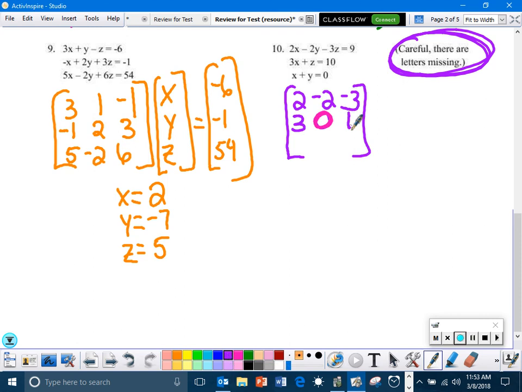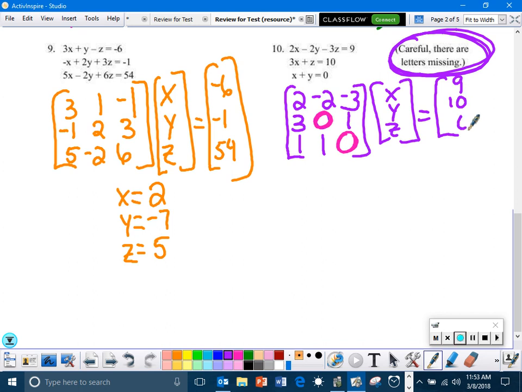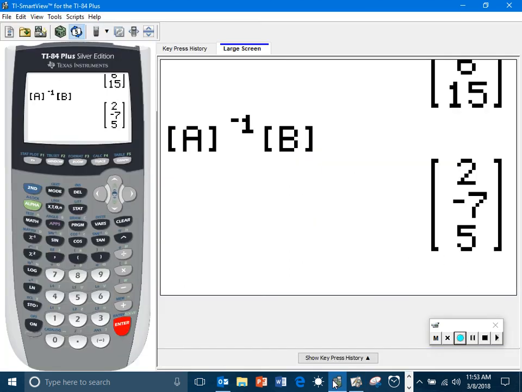All right, in the third row, the letter Z is missing. So we've got a 1, and then this is a 0. So be careful that the zeros go in the right spot. All right, here we go. Let's type it in.